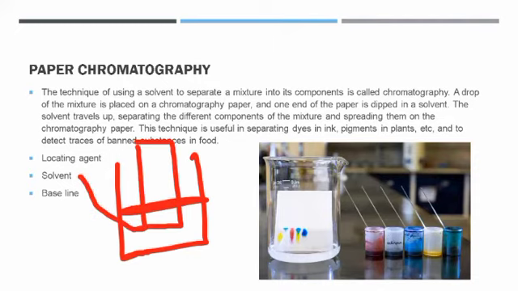So what solvent should we use? The best solvent is ethanol. Why? Because ethanol is not going to mix with your sample. If it's water, it may be that the ink dissolves in your water, but there are more chances that if you use a substance like ethanol, it's not going to dissolve with your sample.